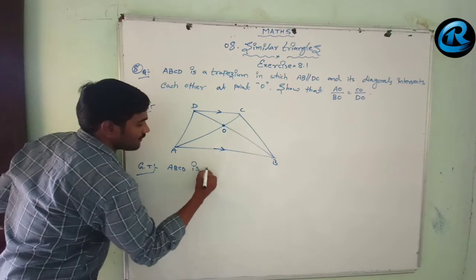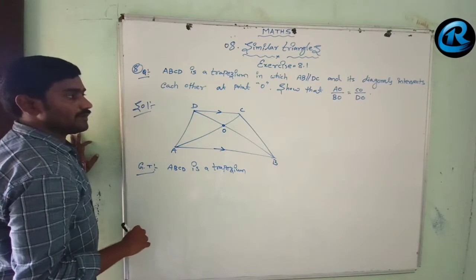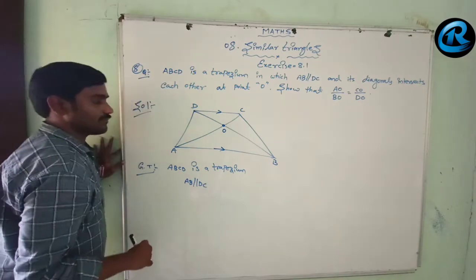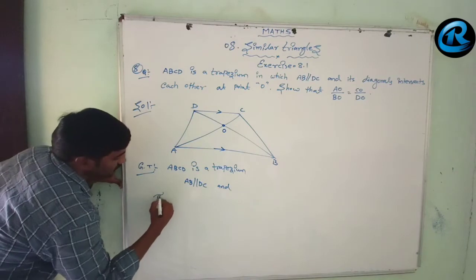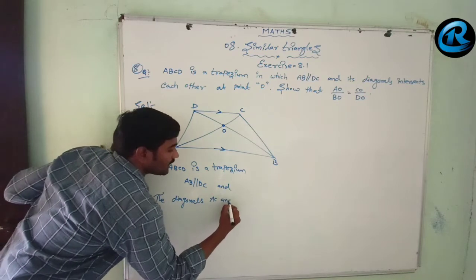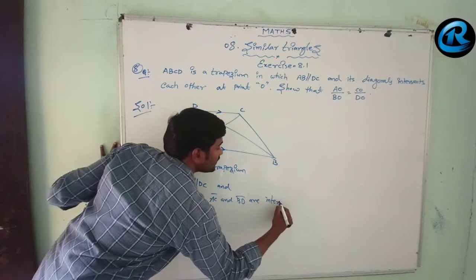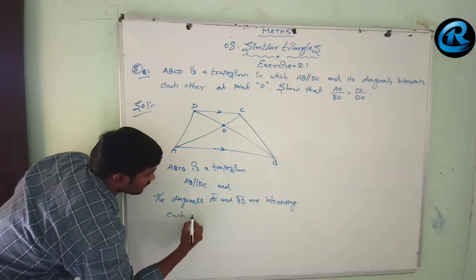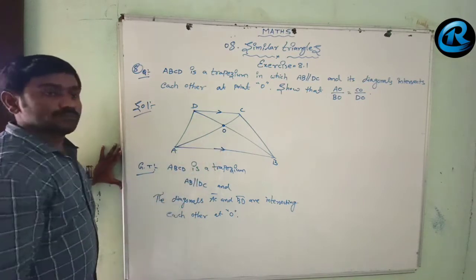ABCD is a trapezium, where AB is parallel to DC. Here the diagonals AC and BD are intersecting each other at O.